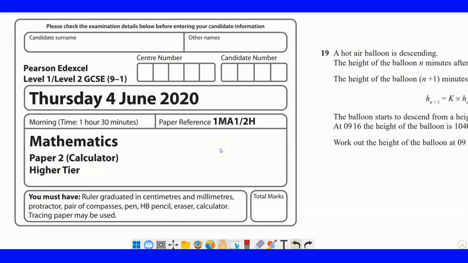In this video, we're going to work through question 19 from the 4th of June GCSE Higher Tier Paper 2 booklet. So let's have a look at question 19.